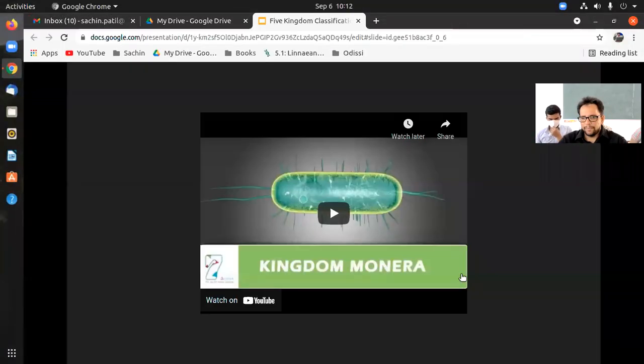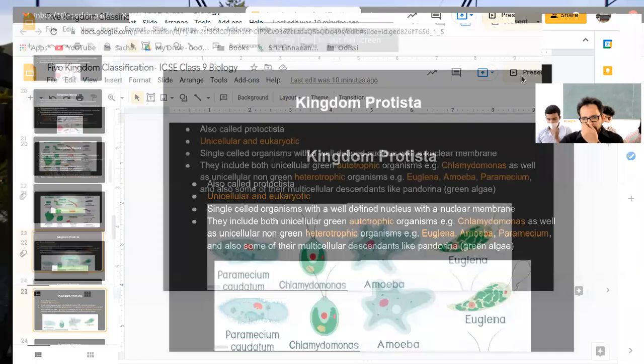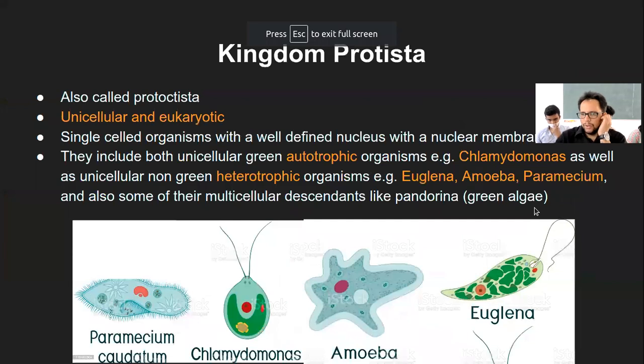Naked DNA means that it is not enclosed in any space. That is what naked DNA is. Okay, so I assume kingdom Monera is kind of clear, because in the context of the syllabus there is not much to explain there.